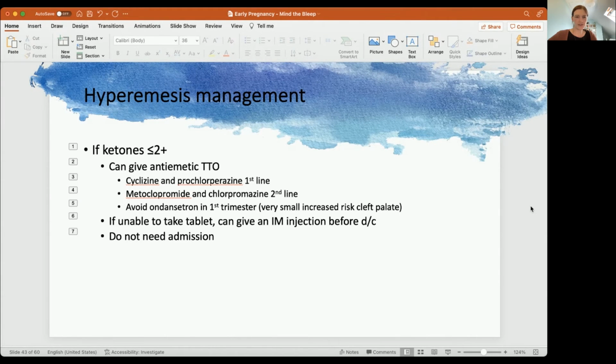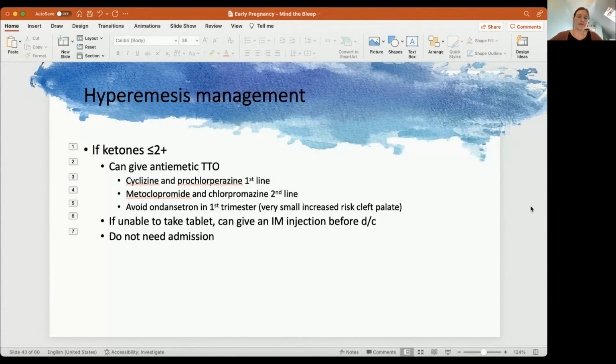Generally, we avoid ondansetron in the first trimester, as there's a very small, really small, increased risk of cleft palate. So we tend to leave it till the last. If someone's really, really struggling, we talk about the risks with them, and we can give it to them if they really need it. But that's not for an A&E to give. An A&E SHO is not going to decide to give that.